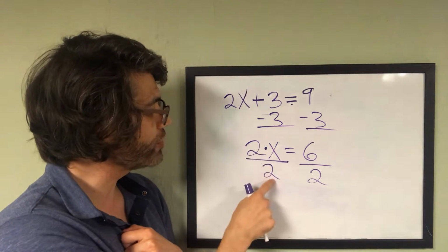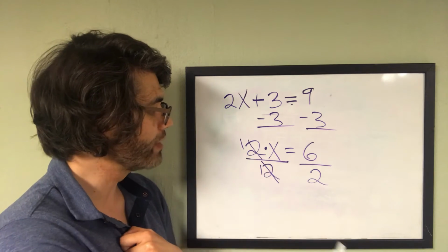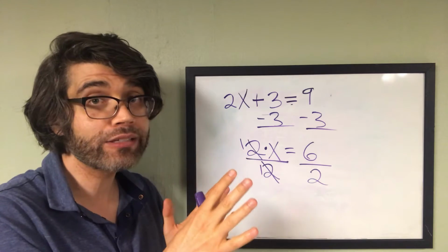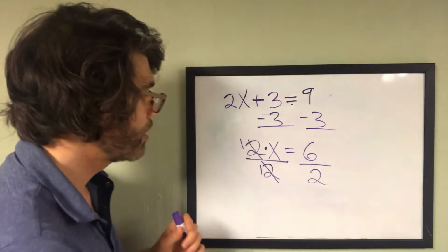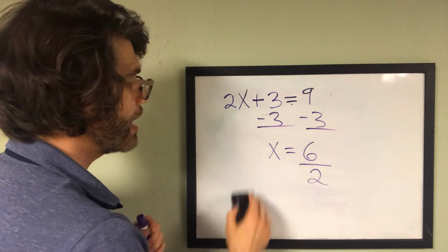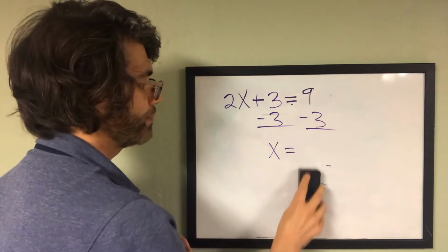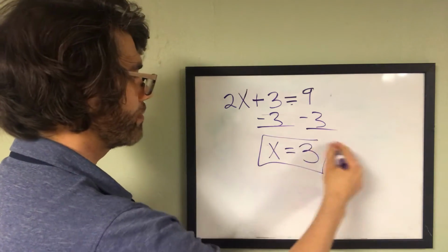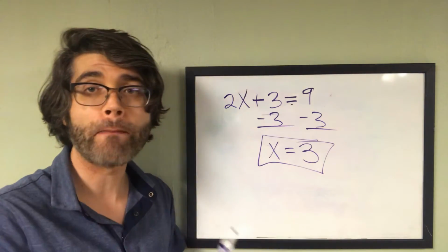Now, 2 over 2 cancel out. They cancel out to 1. Anything over itself is 1. So I'm left with 1x, a positive 1x. Remember, if you have 1x, that's the same thing as just having an x. Okay, so if I want, I could even erase these 2, so I just have x by itself. And then let's simplify this. 6 divided by 2 is 3. Okay, so x equals 3. And that's the solution to making this equation balanced.